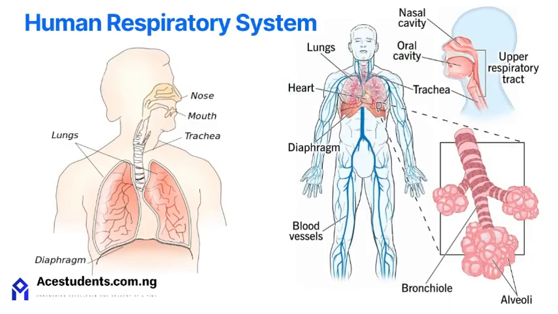The human respiratory system is made up of several organs and structures. These include the nose, pharynx, larynx, trachea, bronchi, bronchioles, alveoli, and the lungs. We will examine each component step by step.